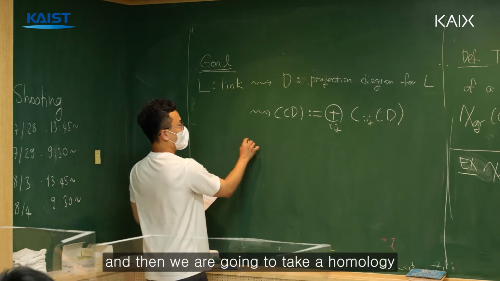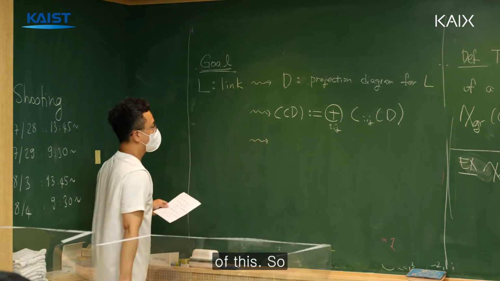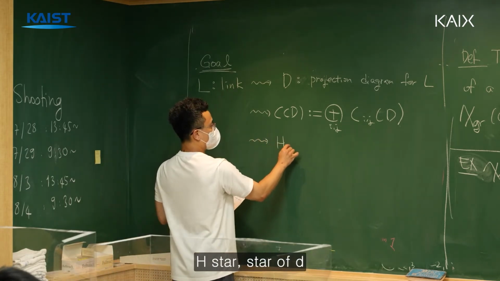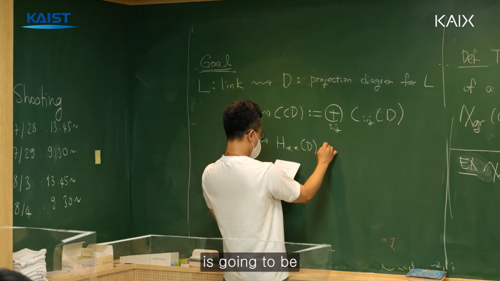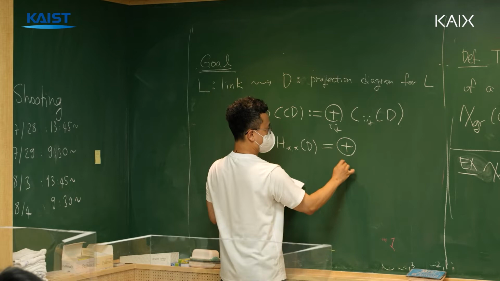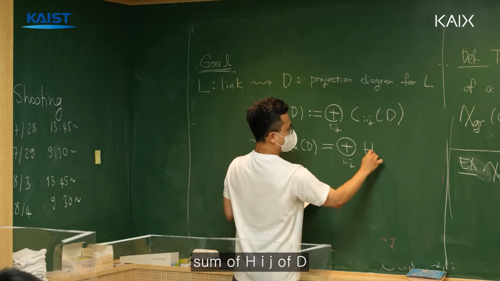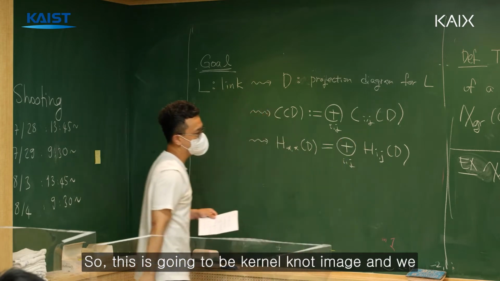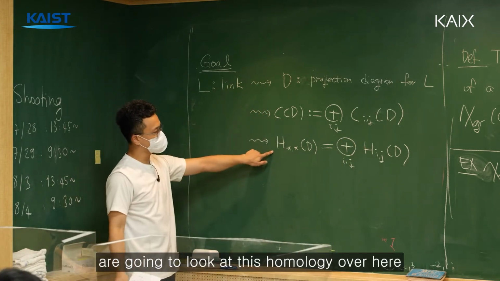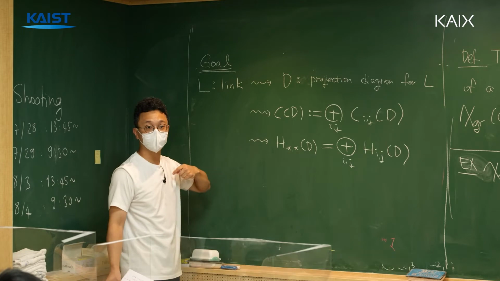And then we are going to take a homology of this. So H star star of D is going to be the sum of H i j over Z. So this is going to be kernel mod the image, and we are going to look at this homology over here, and we are going to call this Khovanov homology.